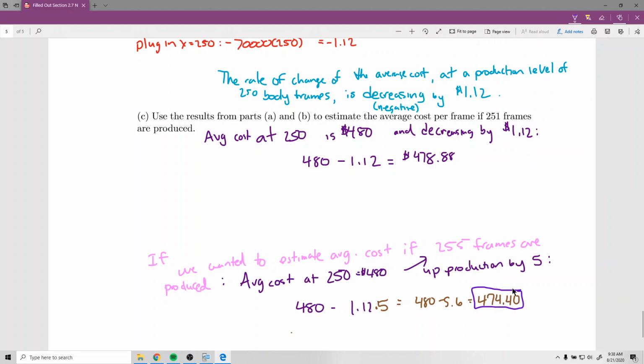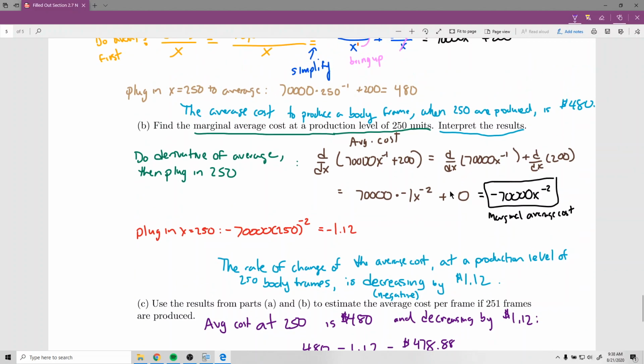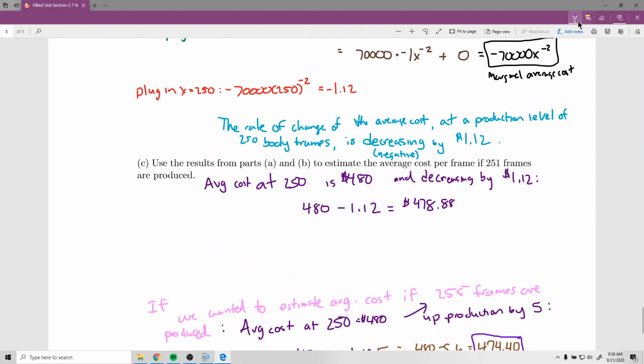Typically, when it comes to estimating things with derivatives, we don't like to go very far away. So I wouldn't want to estimate 500 because I will guarantee you that will be way off. It's way too far. We wouldn't want to go away more than a couple. So whatever you might be asked to do here in part C is probably very close to the original one. But I just wanted to mention that in case not everyone has just one away.